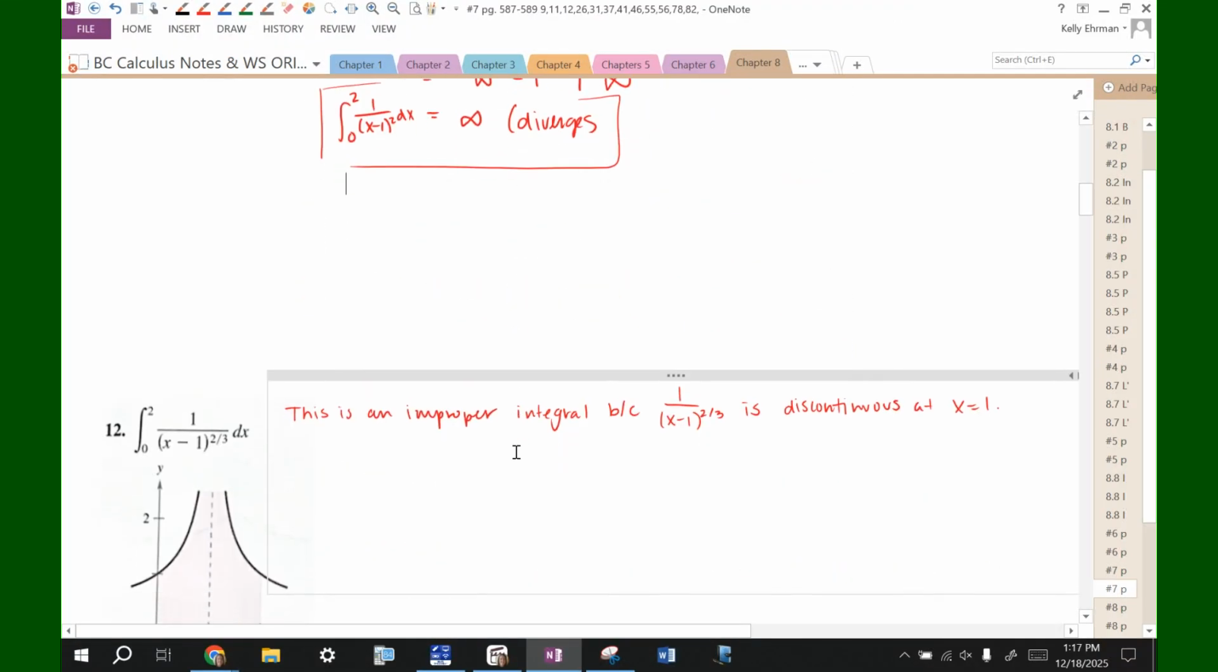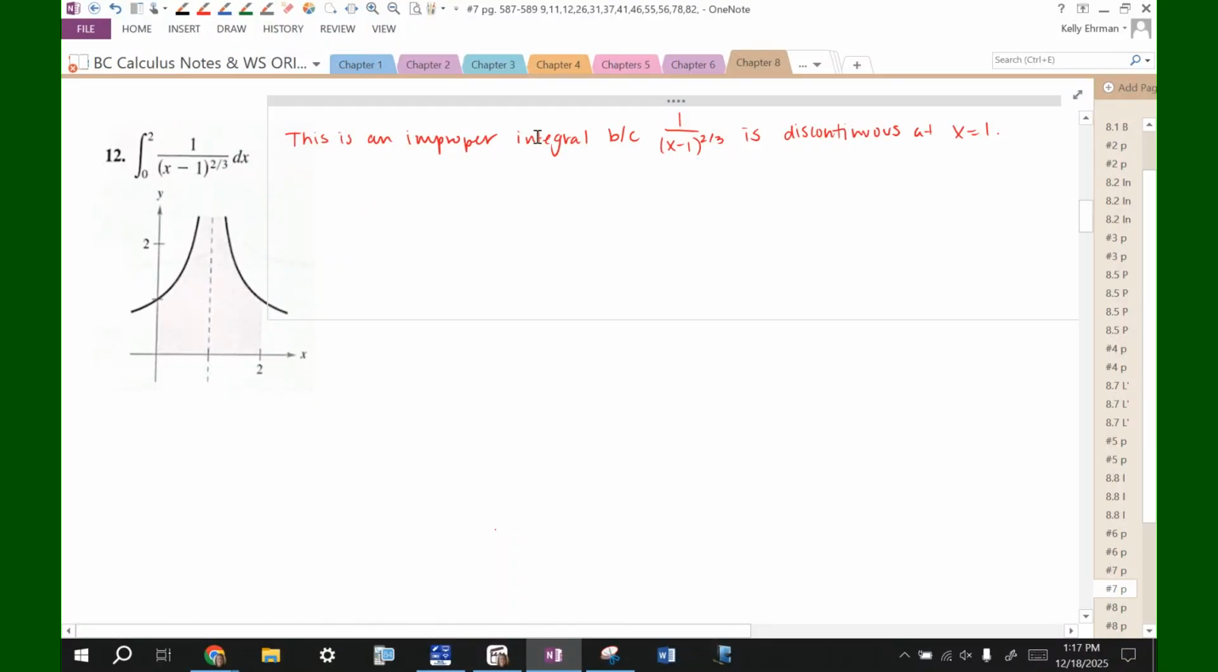All right. This is an improper integral because there's a discontinuity at x equals 1. So we kind of need to do the same thing that we just did. So the integral from 0 to 1, but I'm going to let that be b. Limit as b approaches 1 from the left of 1 over x minus 1 to the 2/3. I still don't need u sub here, so I'm not going to show that again.